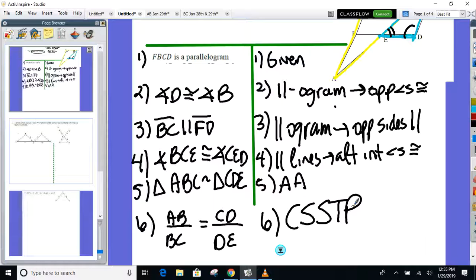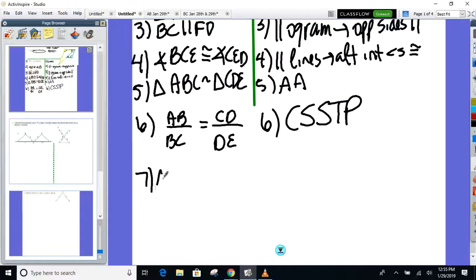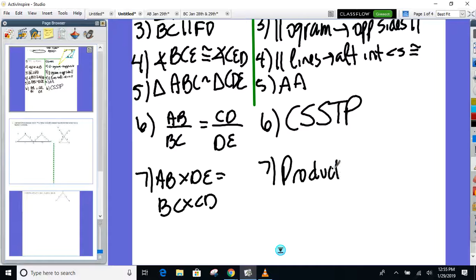Now can I cross multiply? Once I have a proportion established, you're darn right I can. And this is the final step. AB times DE equals BC times CD. Product of the means equals product of the extremes.